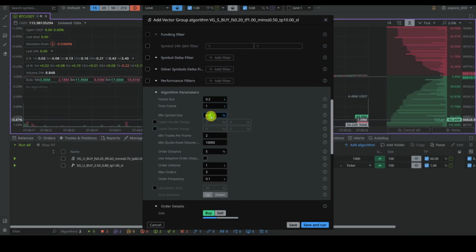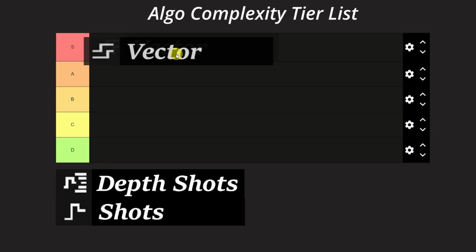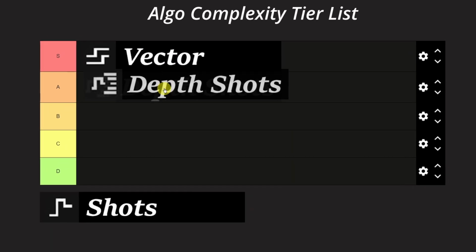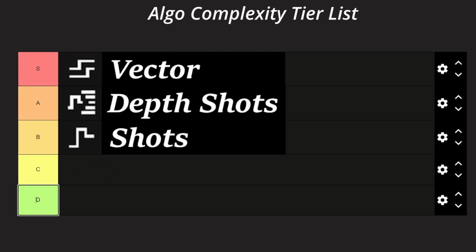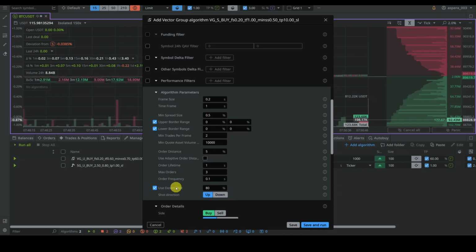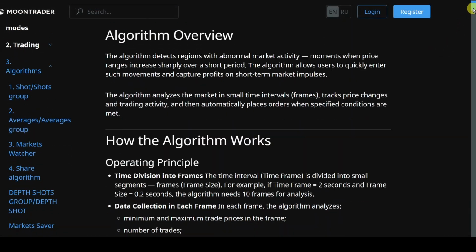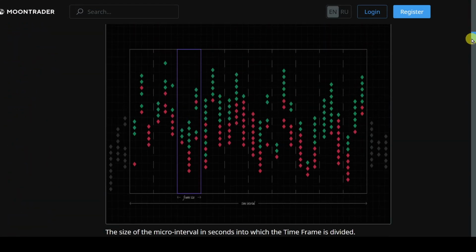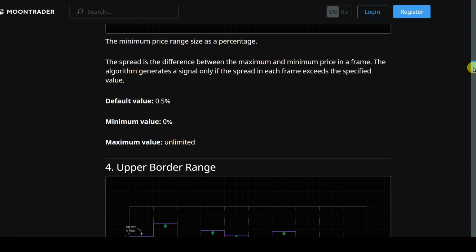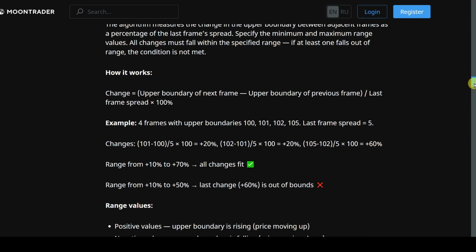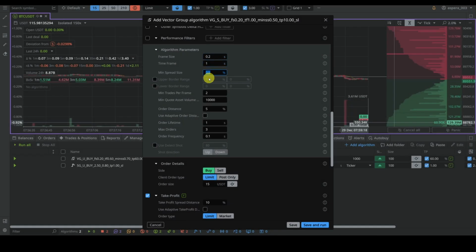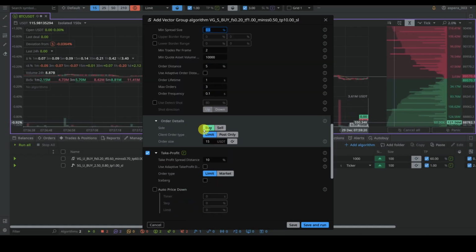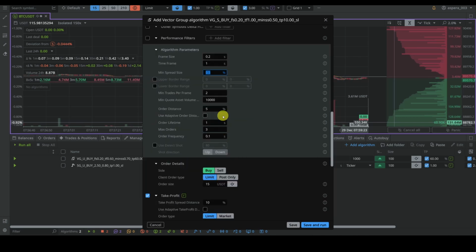First look at the parameters, and I'm ready to immediately rank this algorithm S tier in terms of complexity. Regular shots have 5 variables, depth shots have 10, and the vector has over 15 of them. It is nice, though, that along with the new algorithm, a pretty solid piece of documentation was published. Makes things much easier. The first order of business for me, then, is to figure out which parameters are fundamental and which ones are tweaks and fine-tunes for later.